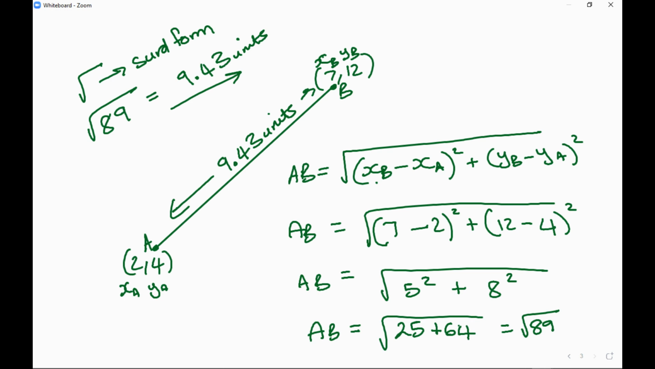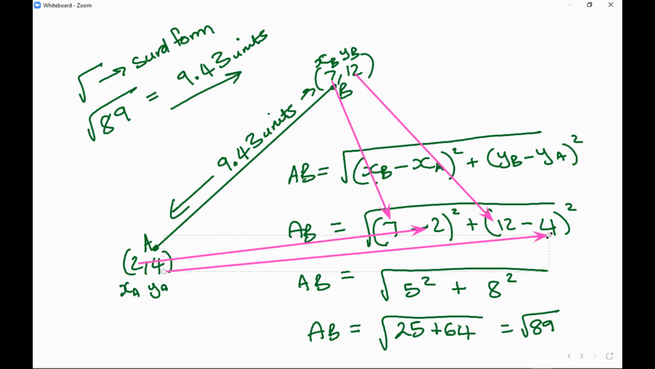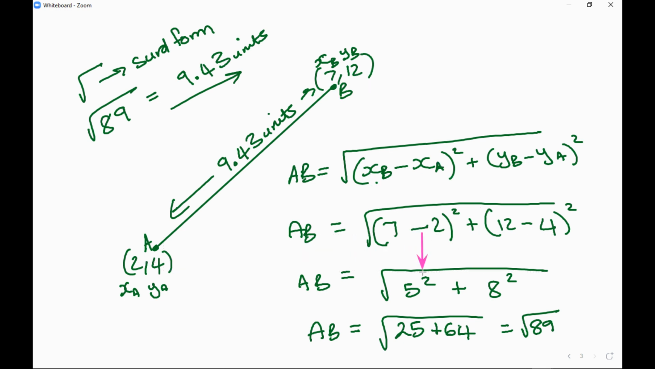How did I go about doing this? It was all about substitution first. So there's xb minus xa. Then we took yb minus ya. Then I simplified it after that, 5 and 8. And that became 5 squared and 8 squared, which became 89, and that became 9.43.